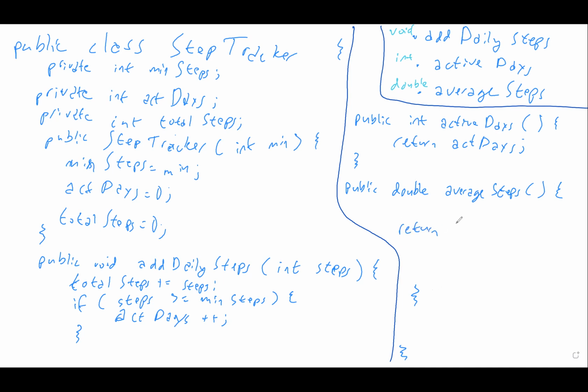Return total steps, but those two values are both ints, divided by act days. Yep. So what do we want to do there? You change one of them to double. We can just typecast as a double here. So if we do, and small it up a little bit, we can say double of that.